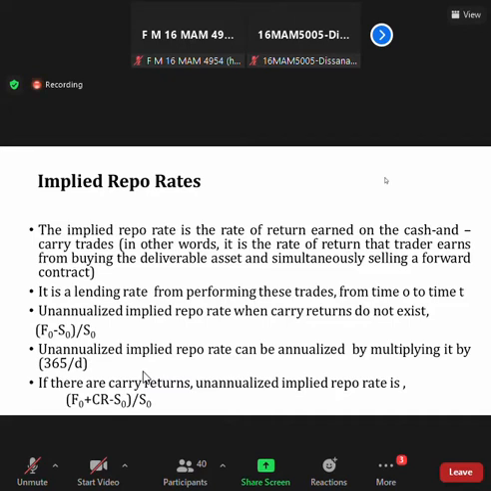Because if I move back to the same example, that was 6,000 minus 5,000 divided by 5,000. This will give you the implied repo rate, and this repo rate is for 6 months. If this is for 6 months, how much for a year? So here you can see 1,000 divided by 5,000, that is 0.2. 0.2 is for 6 months, right? So if this was for 6 months, how much is for 12 months?